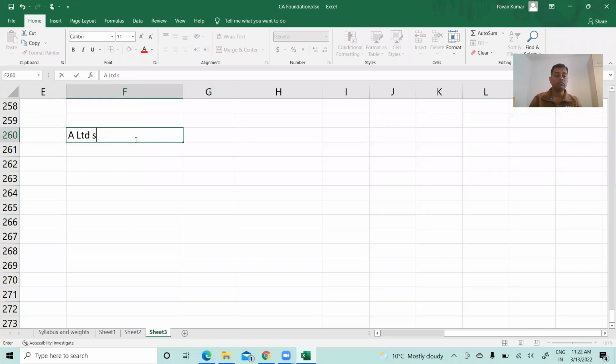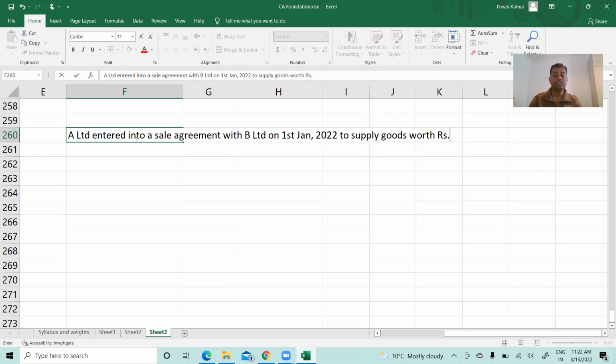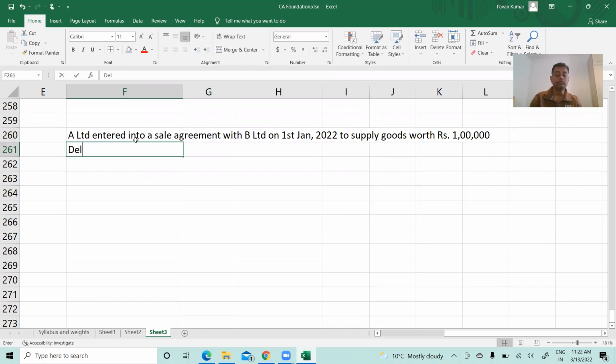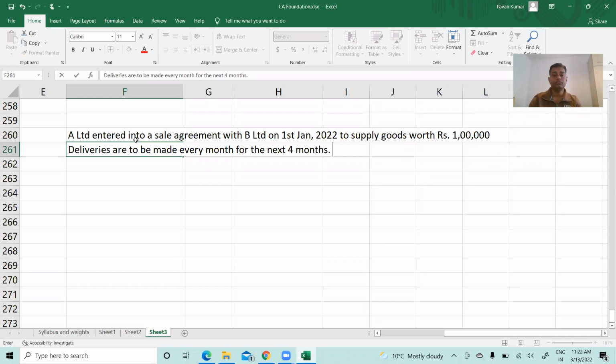A Limited entered into a sale agreement with B Limited on 1st Jan 2022 to supply goods worth rupees 1 lakh. Deliveries are to be made every month for the next 4 months. Each delivery is for goods worth 25,000.